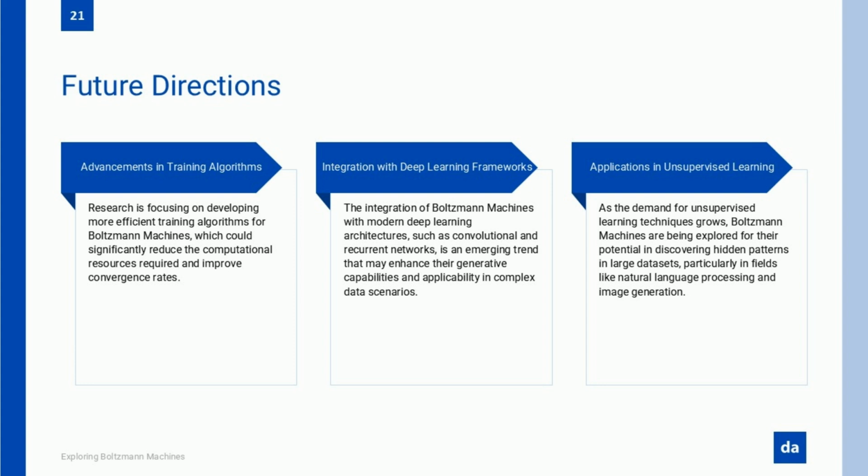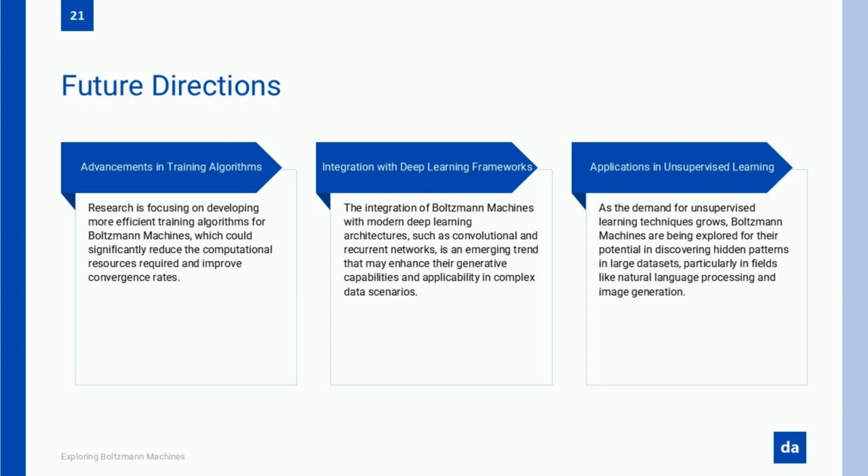Another exciting direction is the integration of Boltzmann machines with deep learning architectures. Hybrid models that combine energy-based learning with deep neural networks could offer the best of both worlds, leveraging the generative power of Boltzmann machines while benefiting from the efficiency and scalability of deep learning. Some studies are already looking at how restricted Boltzmann machines, or RBMs, can be used for pre-training deep networks or improving generative modeling in tasks like image synthesis and reinforcement learning.